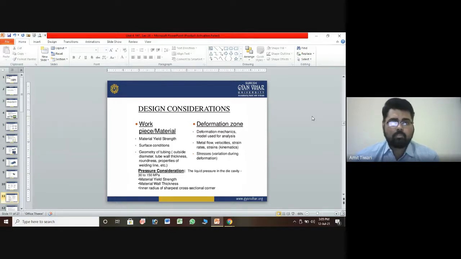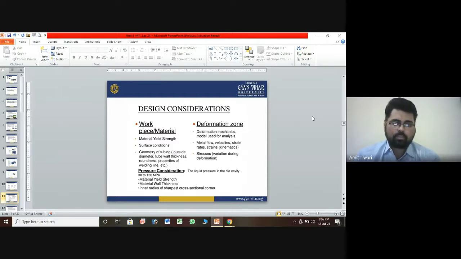Second one is pressure consideration. That means the liquid pressure in the die cavity is approximately 30 to 150 megapascal. At that point, you can find out the metal yield strength, then the wall thickness and the inner radius of the sharpest cross-section corners. You can identify all these sections during the manufacturing of the product. So the liquid pressure is also used in the die cavity.